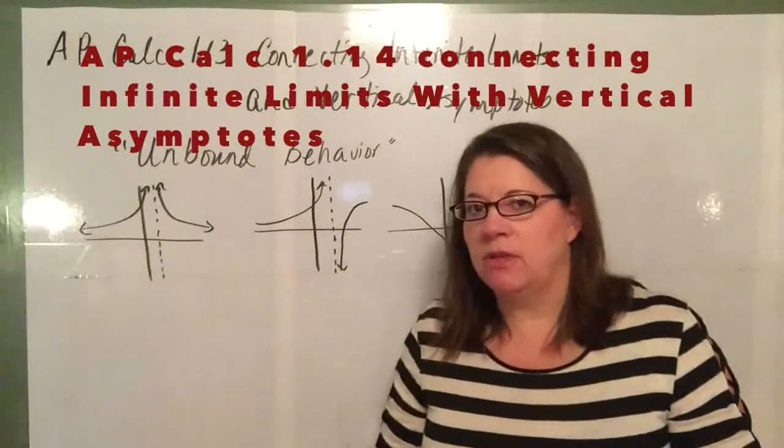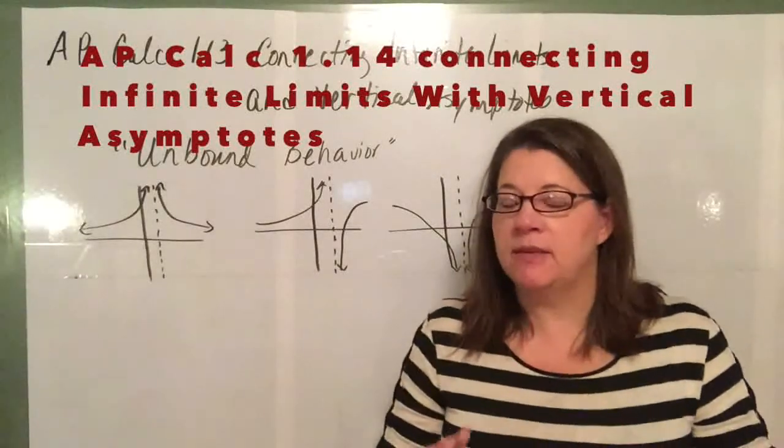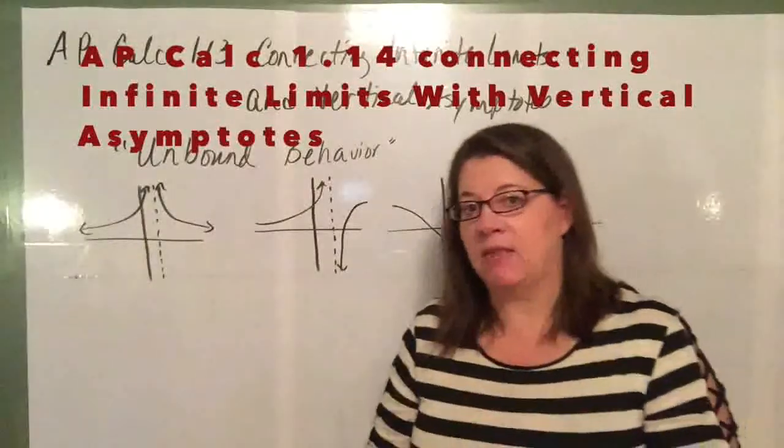Remember, in the last section we learned that if something cancels out, it's a hole. It's still a discontinuity, but it's not an asymptote unless it doesn't cancel out.